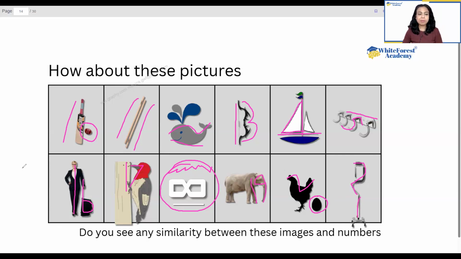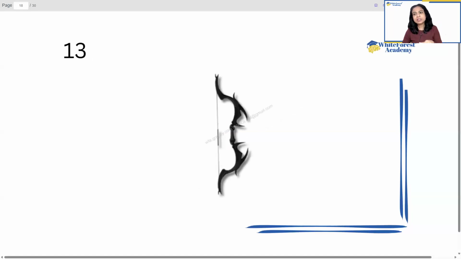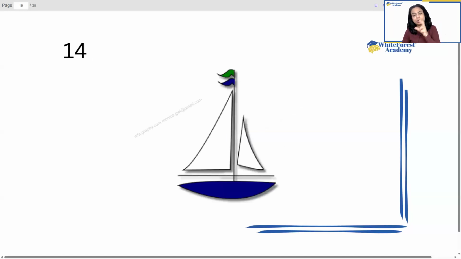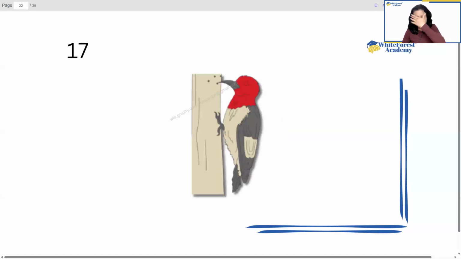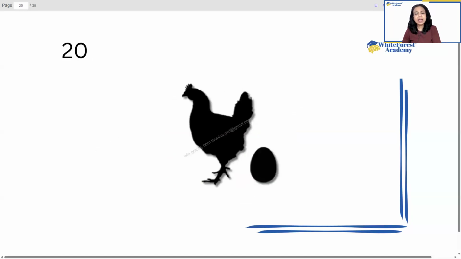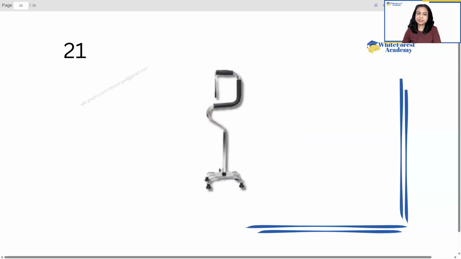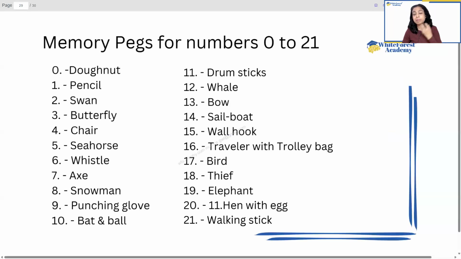So these are all the numbers that we have for number 10 to 21. 10 is bat and ball. 11 is 2 sticks. 12 is a whale. 13 is a bow. 14 is a yacht or a boat. 15 is wall on the hook. 16 is traveler with a trolley bag. 17 is a woodpecker or a bird. 18 is a thief. 19 is an elephant. 20 is hen with an egg. 21 is walking stick. Right? So these are all our number memory pegs.